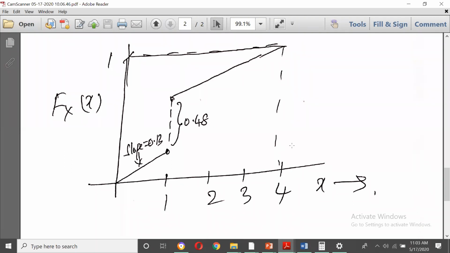The slope here is again 0.13 for 3 units, from 1 to 4, 3 units. 0.13 into 3 will be 0.39. So here it will be 0.61 plus 0.39, which will give us 1. So it is exactly satisfied. After this, it will just be a constant. It will remain constant.